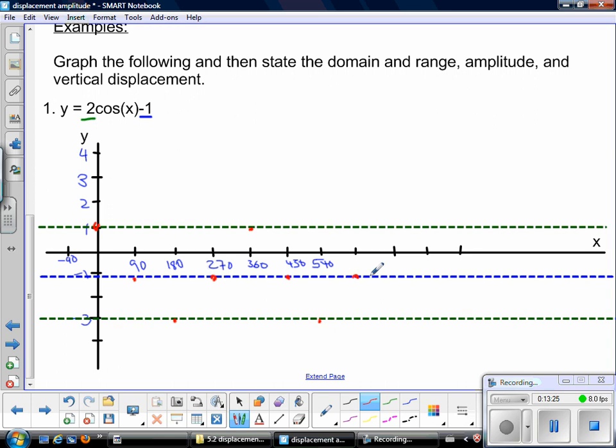And if you notice, I do have some other dots here because it is periodic and goes on and on and on. And finally, nice smooth curve as best as I can. I missed a few of those points, but not too bad. Okay, you can see it still looks like a cos graph. The only difference being is it's been moved down and it's a little bit taller.